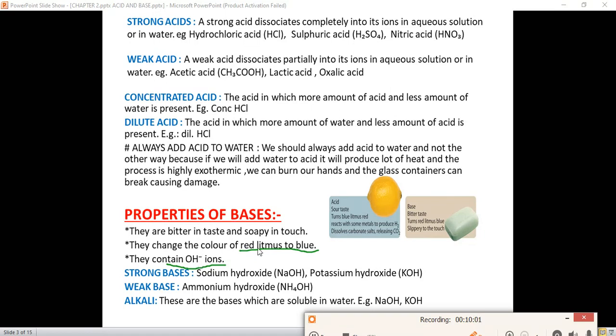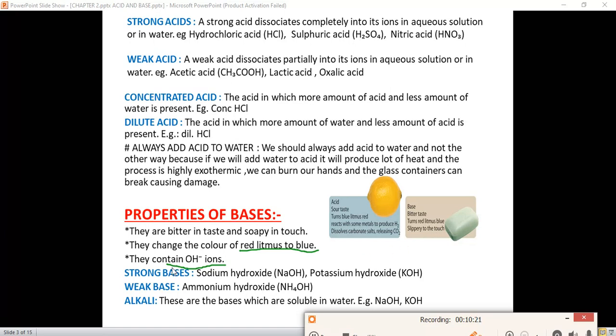They change the color of red litmus to blue, and they contain OH minus ion. We can see the example of this lemon. Acid: sour in taste, turn blue litmus red, react with some metal to produce hydrogen gas, dissolve carbonate salt releasing CO2. And for base, what we can write?